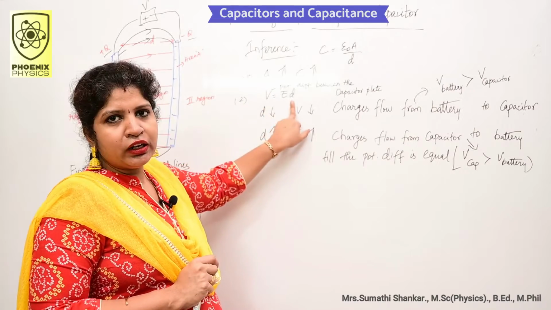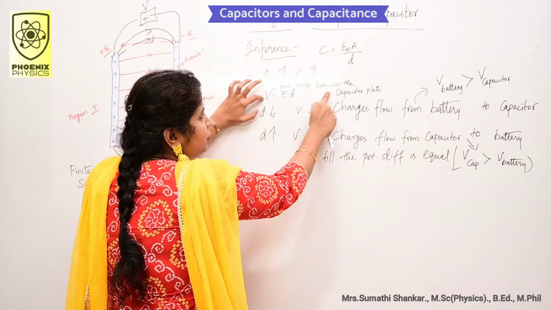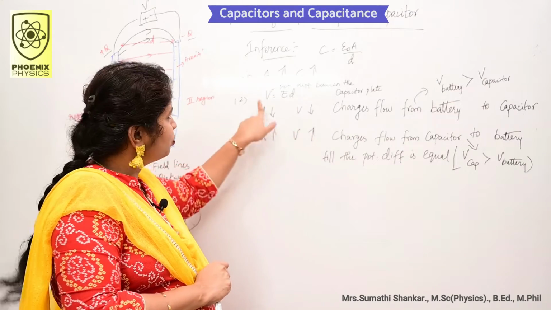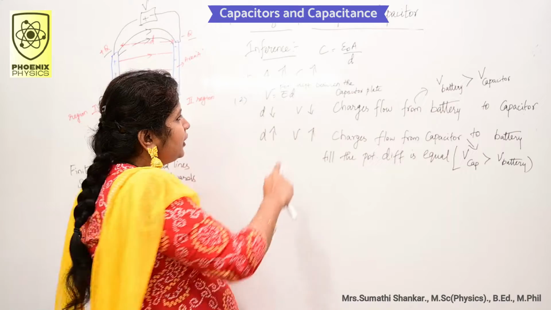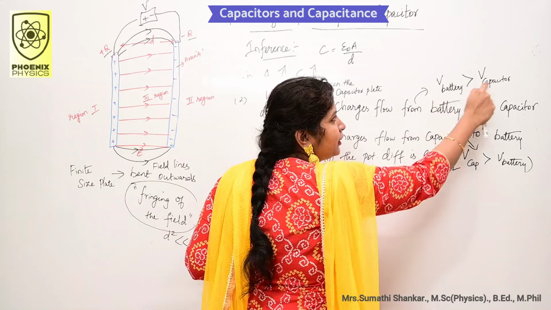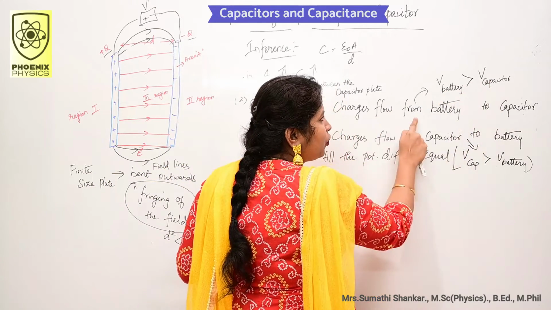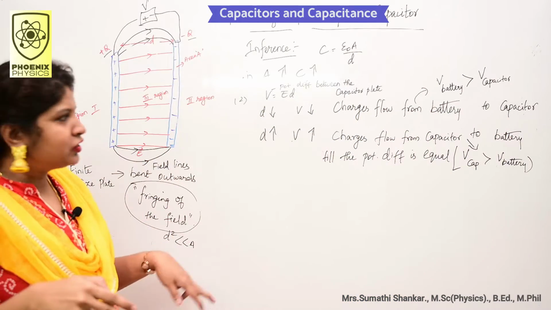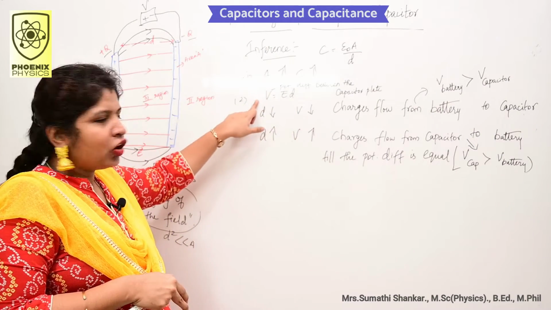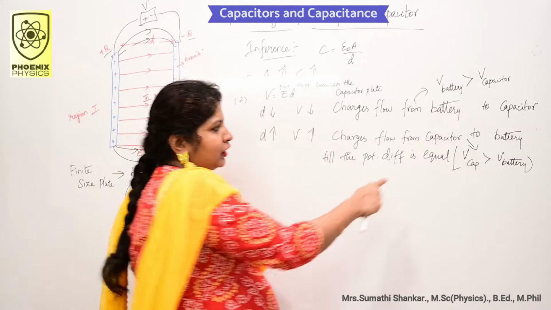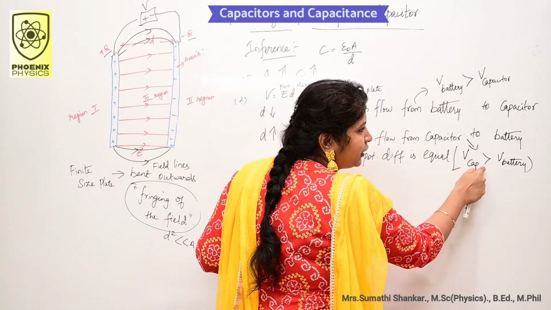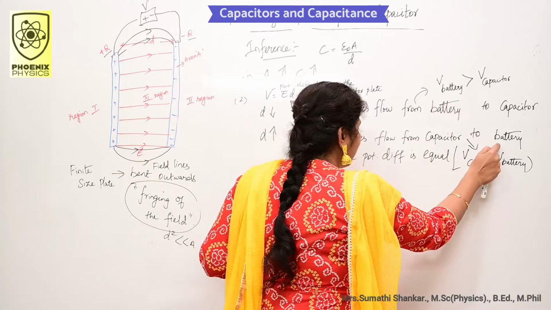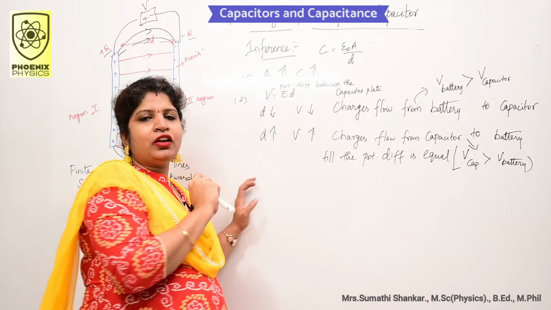Then V is equal to E D. Here this V represents potential difference between the capacitor plate. So D decreases means V also decreases because both are directly proportional. Then the battery's potential is greater than capacitor potential. So charges flow from battery to capacitor till the potential differences are equal. Next, D increases means V also increases. Here capacitor's potential is greater than battery's potential. So the charges flow from capacitor to battery till the potential differences are equal.